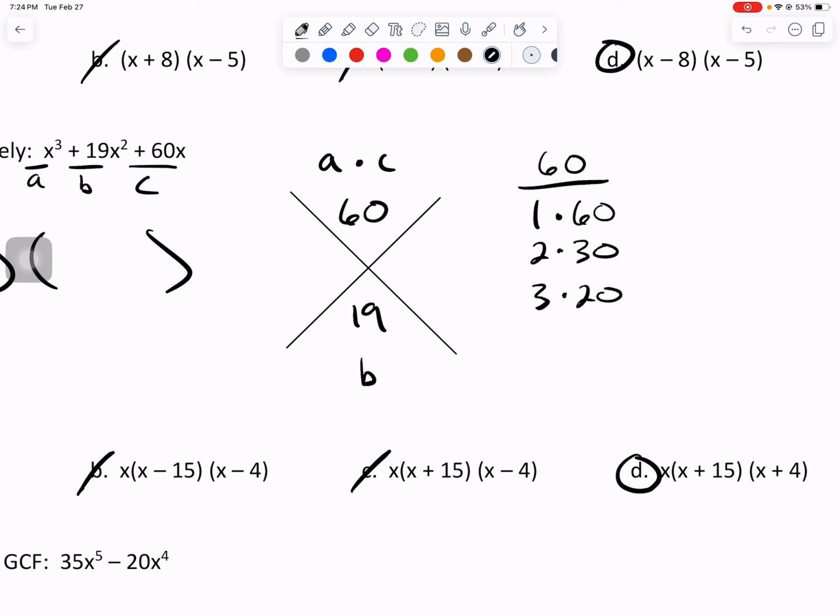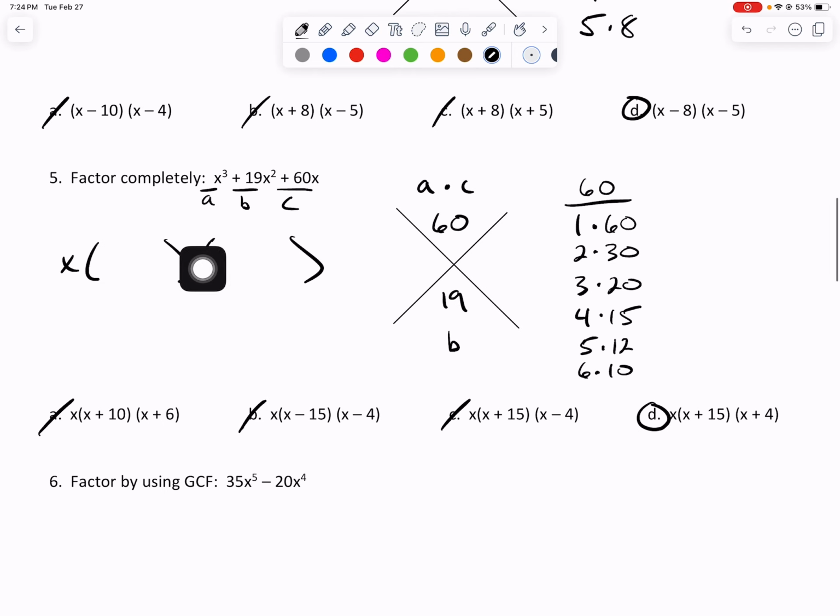3 times 20, 4 times 15, 5 times 12, 6 times 10. And if I missed any, I'm so sorry. All right, but let's just take a look. Again, we have that plus plus, so we know it's going to be x plus and x plus. Another strategy you could have used: only answer choice A has a plus plus, and only answer choice D has the plus plus, so you could have eliminated B and C. All right, whatever works best for you.